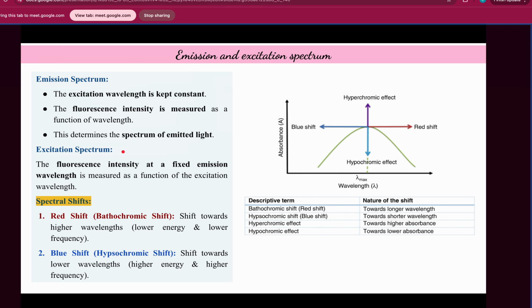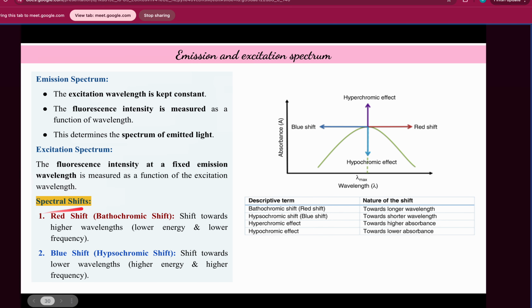When we talk about the excitation spectrum, it means the fluorescence intensity at a fixed emission wavelength is measured as a function of excitation wavelength. The excitation wavelength is the wavelength of light which first hits the electron, and which gives the energy gained by the electron to show the transition to the excited state. So that is the excitation spectrum.